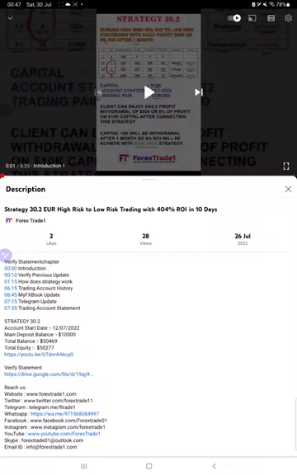So today we are updating about strategy 30.2, which is the Euro high risk to low risk trading strategy. And this is a part 2 update. The strategy was introduced on 26th of July and we are back with a new update.